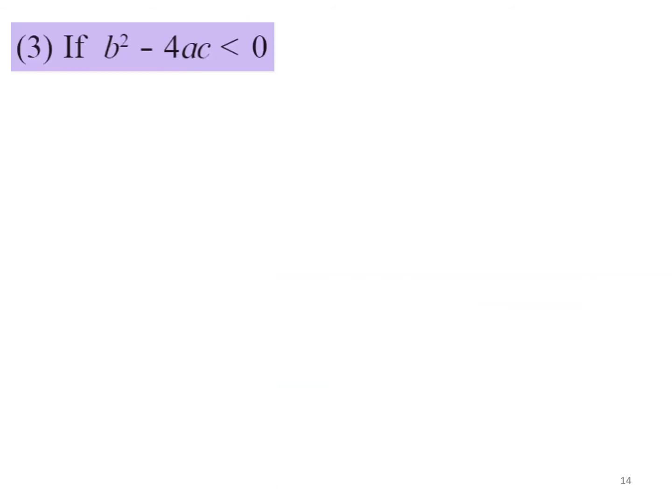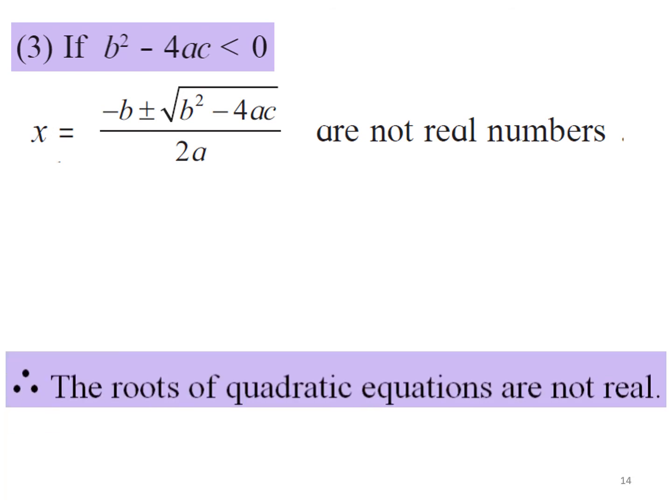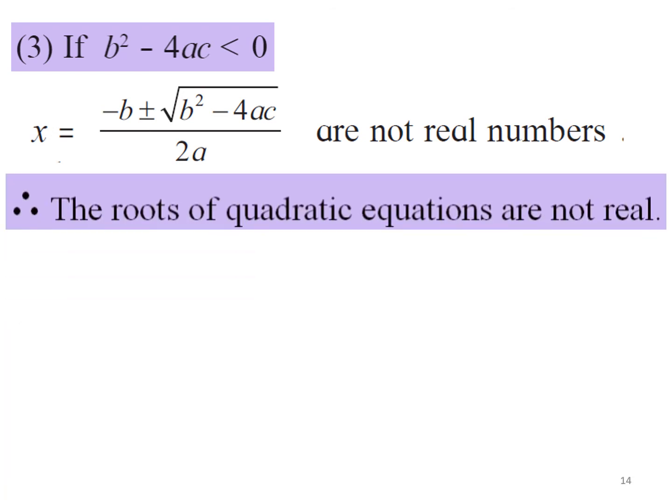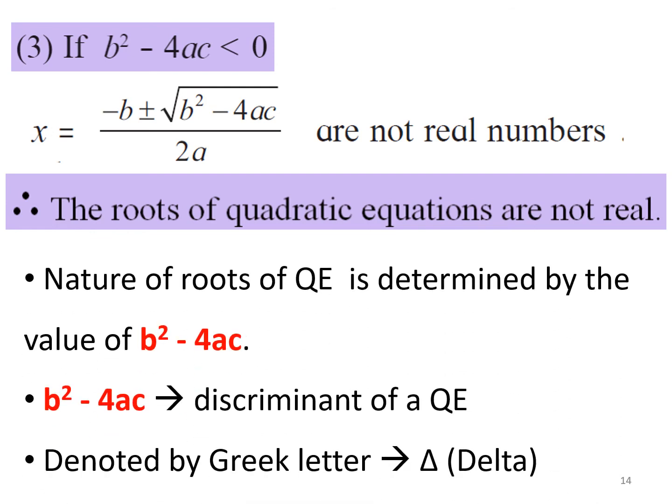The third type, if the value of b square minus 4ac is less than 0, that means it is negative. So when we get a negative value, they are not real in nature. That means they are not real numbers. So x is equal to minus b plus or minus under root b square minus 4ac upon 2a. They are not real numbers, and that is why the roots of the quadratic equation are not real, because the value under the square root sign is negative. So that is why they are not real in nature.